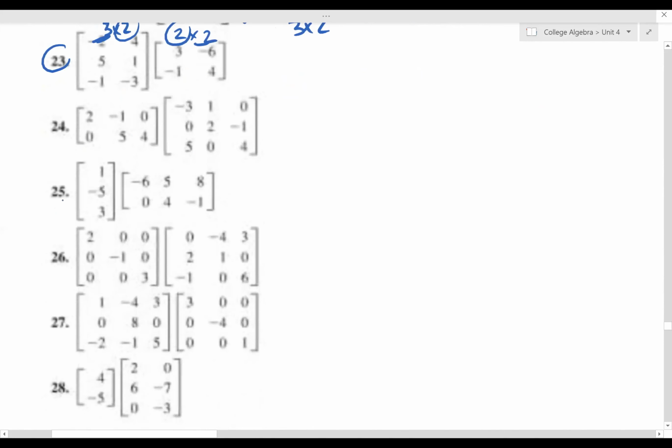Let's look at 25. In this example, we have 3 rows by 1 column, and then the next matrix that we're multiplying by has 2 rows by 3 columns. Since the inside dimensions don't match, the number of columns of the first matrix is not the same as the number of rows in the second. This one is not possible. Okay, so if those inside numbers are different, you can't perform the product.